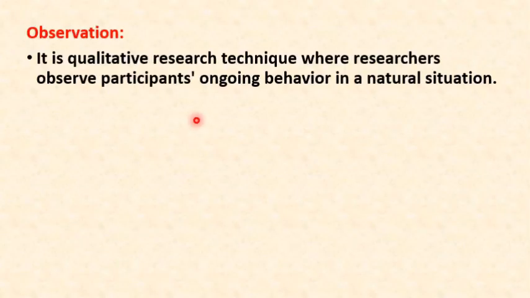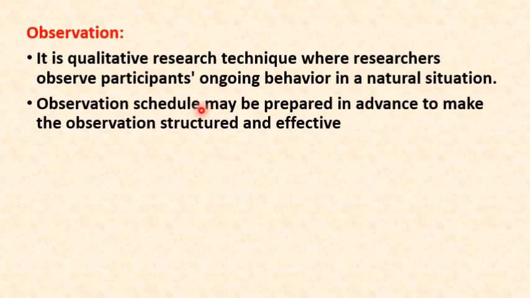Let me take the first one, observation. It is a qualitative research technique where researchers observe participants' ongoing behavior in a natural situation. Generally, the observation is conducted in a natural situation. If it is conducted in a controlled environment, it is called experimentation. Observation schedule may be prepared in advance to make the observation structured and effective. An observation schedule consists of the elements to be observed. So an observation schedule may be prepared well in advance.